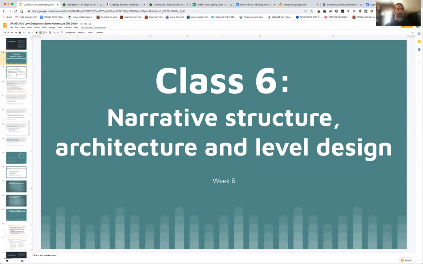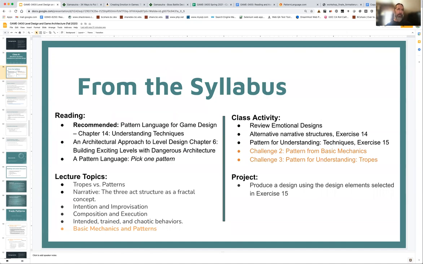So this week, you'll have read A Pattern Language for Game Design, Chapter 14, Understanding Techniques, if you wanted to get a head start on the exercise you'll be doing in class today. And you should have read An Architectural Approach to Level Design, Chapter 6, Building Exciting Levels with Dangerous Architecture. And then also have read a pattern from a pattern language and described how that applies to games.